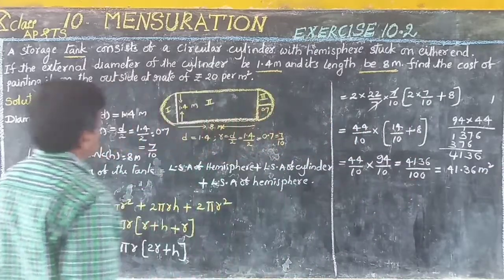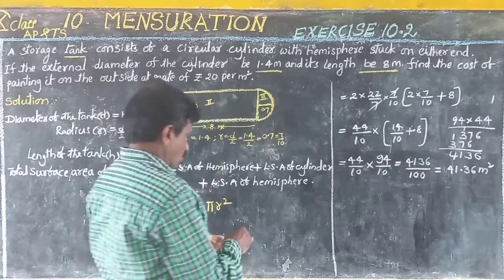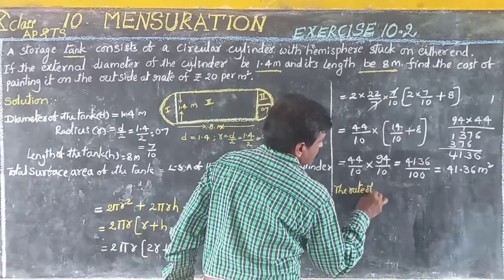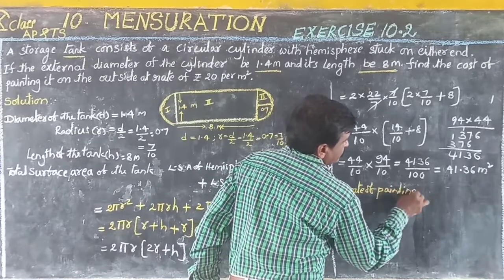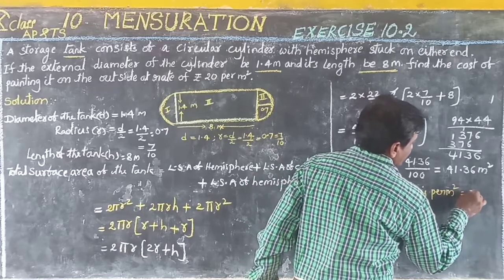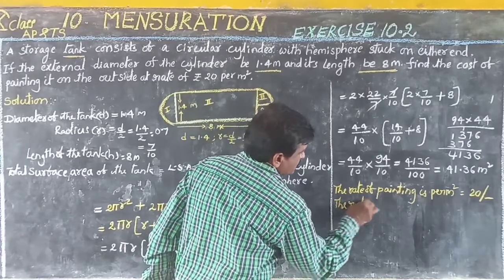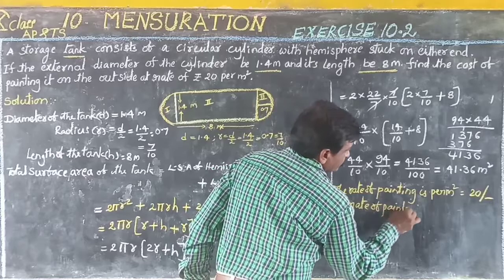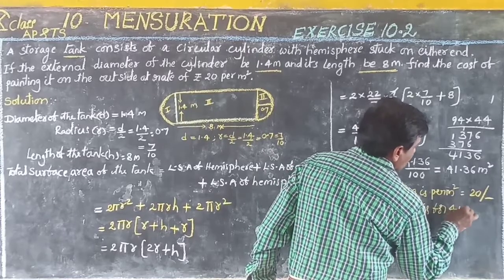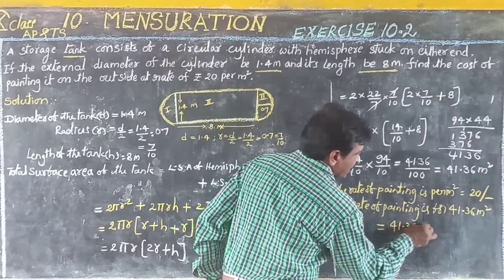41.36 meter square. So 1 meter square the rate of painting is 20 rupees. The rate of painting per meter square is 20 rupees. The rate of painting for 41.36 meter square, so 41.36 into 20.